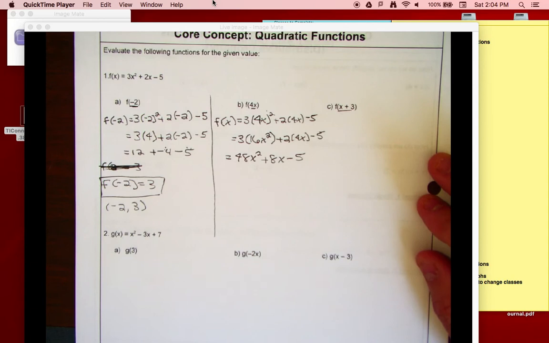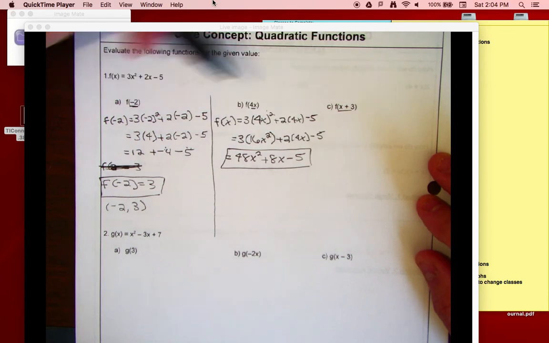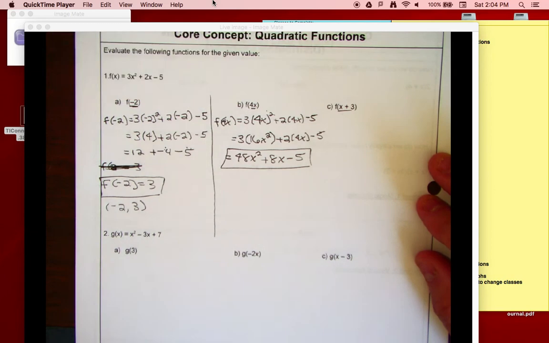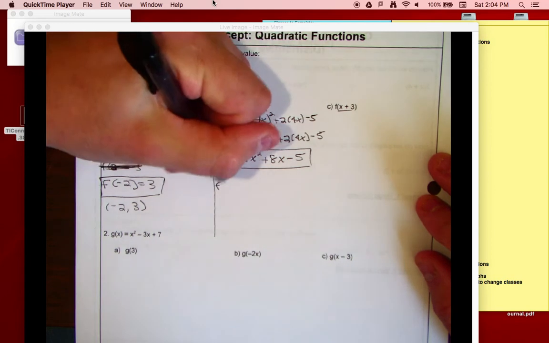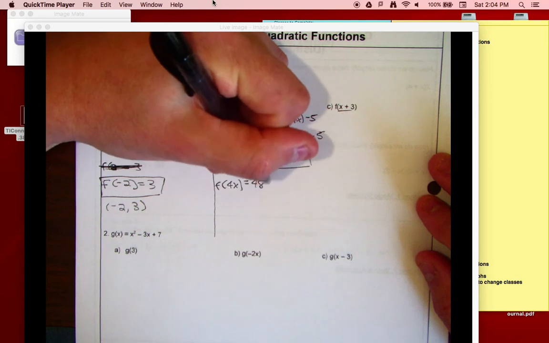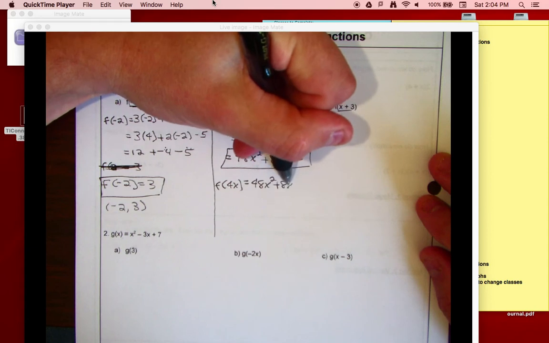And now we have to look to see if we have any like terms, which we don't. There are no like terms here. So this is simplified as much as possible. So that should actually be f of 4x right there. So our final answer, f of 4x equals 48x squared plus 8x minus 5. Okay.